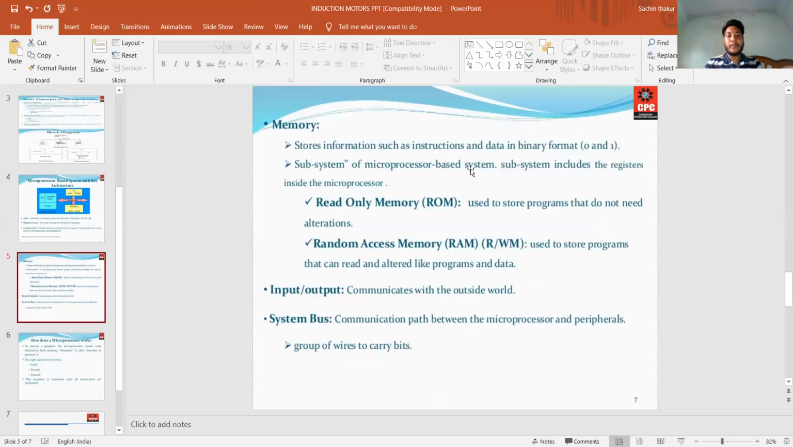After that, memory. Memory stores information such as instructions and data in binary format. As you know, memory stores information in binary format, that is 0 and 1. Here there are two types of memory, that is ROM and RAM. Read-only memory is used to store programs that do not need any alteration, meaning they do not need any change. Then random access memory is used to store programs and data that can be read and altered. We can change our programs and read and write.